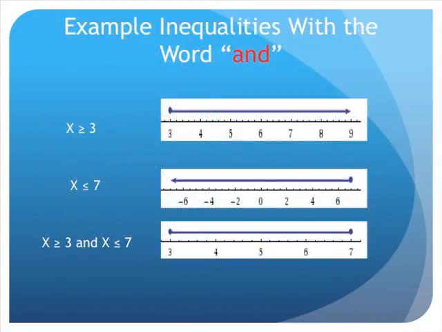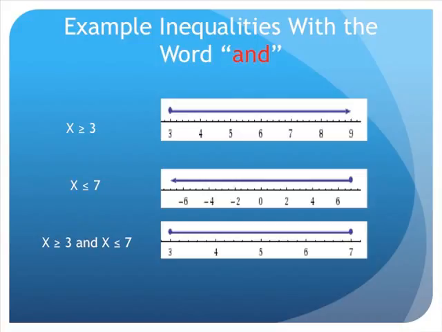An example of inequalities with the word and. x is greater than or equal to 3. We have the graph of a closed circle and the line goes in the positive increasing direction of 3. x is less than or equal to 7. There's a closed circle for the graph on point 7 and the line is going to the left, which shows that x is less than or equal to 7.